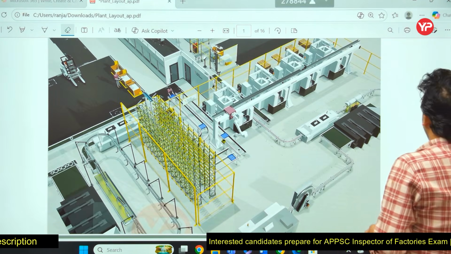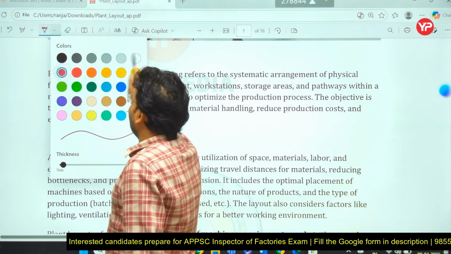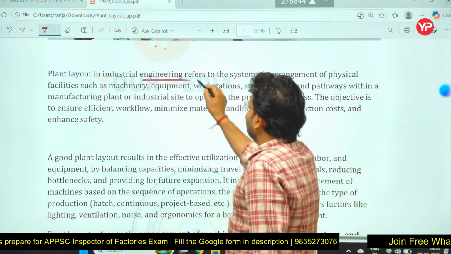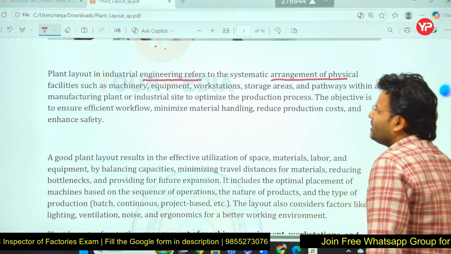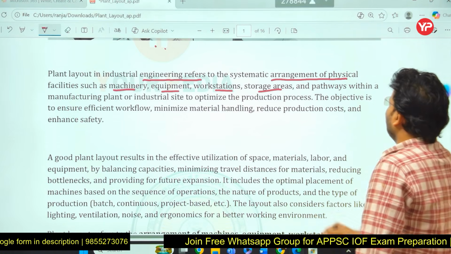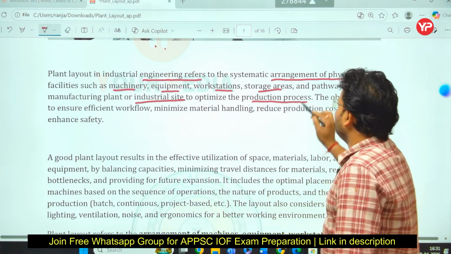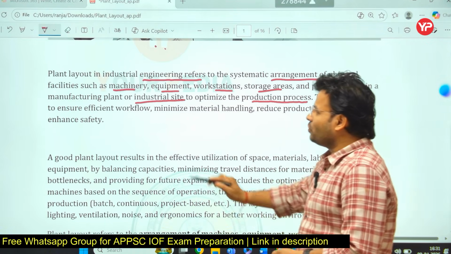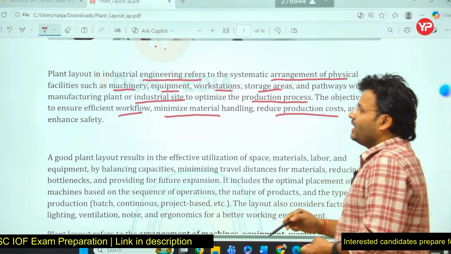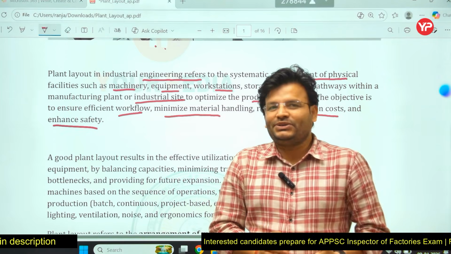What do you mean by plant layout? Let's see the first line. Plant layout in industrial engineering refers to the systematic arrangement of physical facilities such as machinery, equipment, workstations, storage areas and pathways within the manufacturing plant or industrial site to optimize the production process. The objective is to ensure efficient workflow, minimize material handling, reduce production cost and enhance safety. That is the major objective of plant layout.